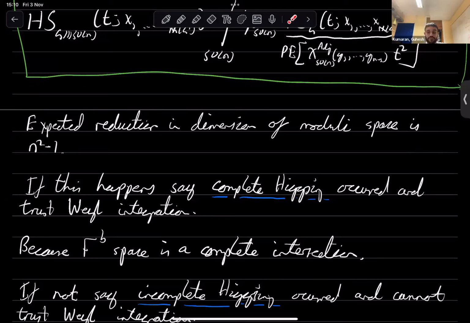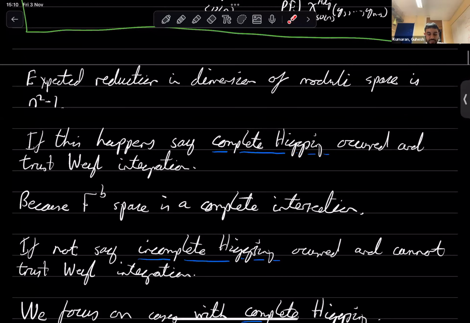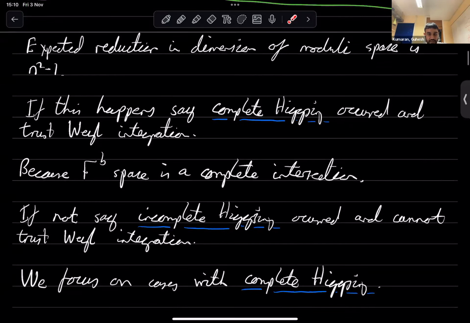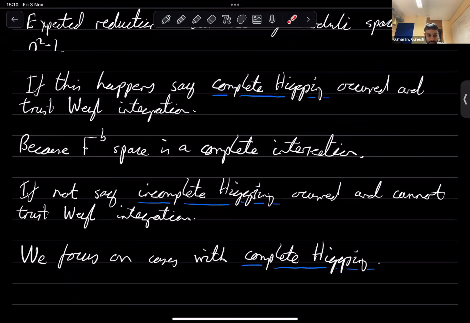When you do this, if the dimension of your moduli space drops by n squared minus 1, which is the dimension of SU(N), we'll say that complete Higgsing has occurred, and we'll trust the result of our Weyl integration formula. And this is because the F-flat space is a complete intersection. If not, we'll say incomplete Higgsing has occurred, and we can't trust Weyl integration anymore. And we won't consider incomplete Higgsing any further and only focus on cases with complete Higgsing.